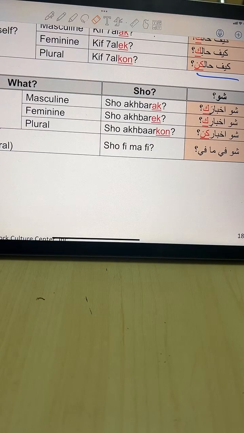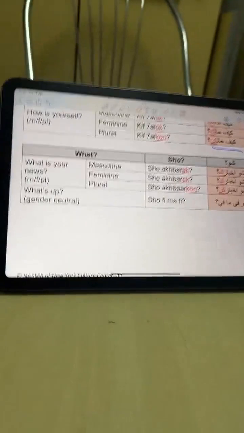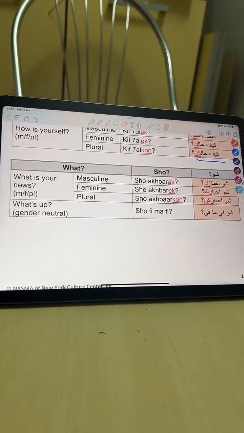When we ask people for news, other than shufi mafi, we can say shu akhbarak.